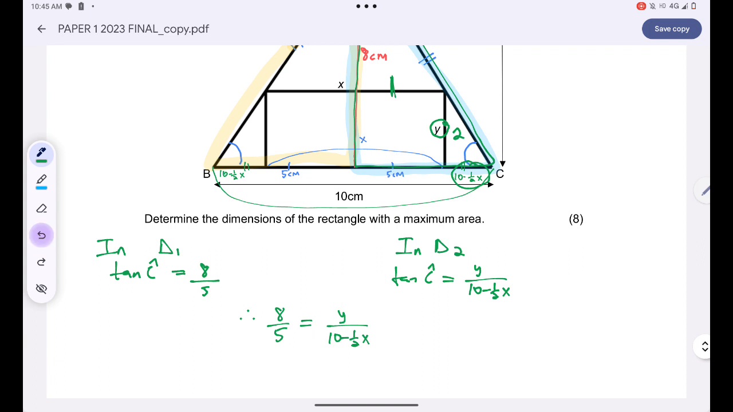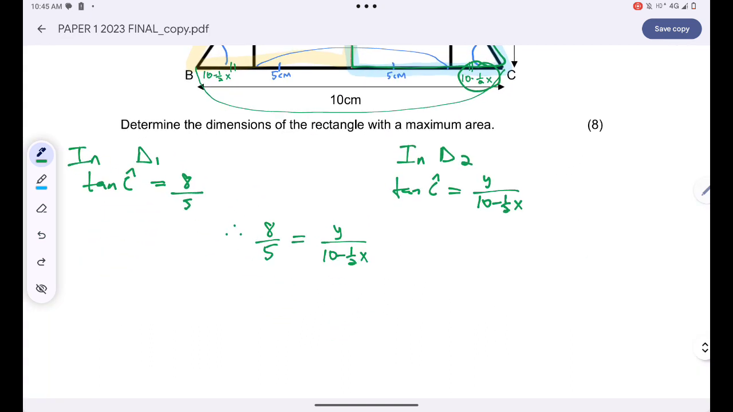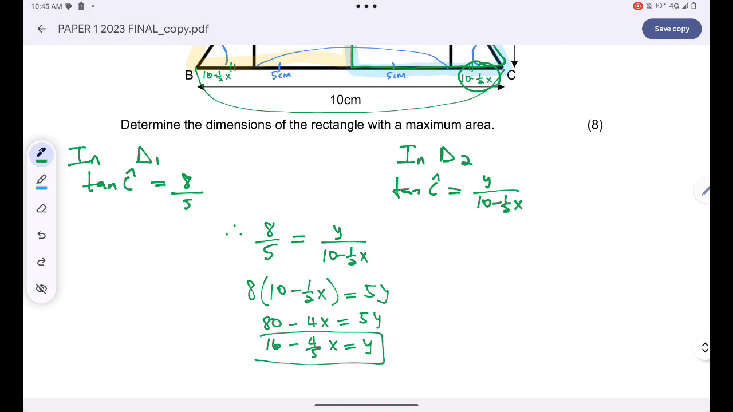Okay, and then all I can do here is to isolate the value of y. How can I do that? Firstly, I just need to cross multiply. I'll end up having 8 multiplied by 10 minus 1/2 x equal to 5y. Then 8 times 10 is 80, and 8 times a negative half is negative 4x. That is equal to 5y. If I divide both sides by 5, I find 16 minus 4/5 x is equal to y. I now know the value of y in terms of x.